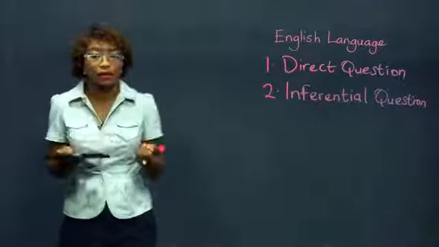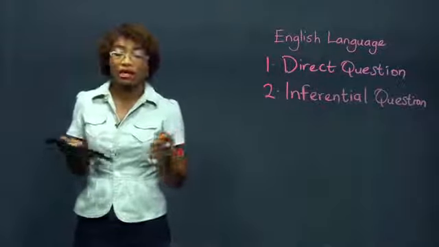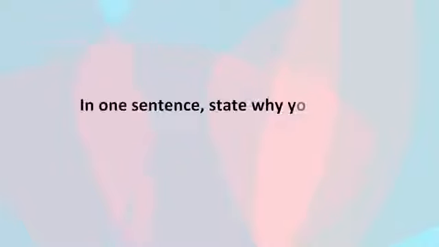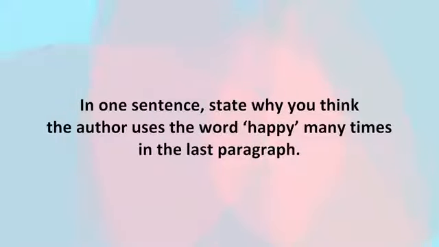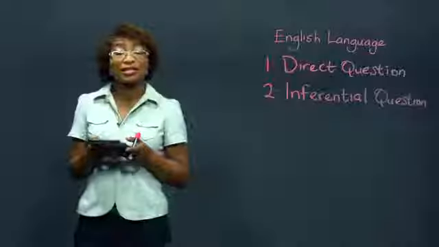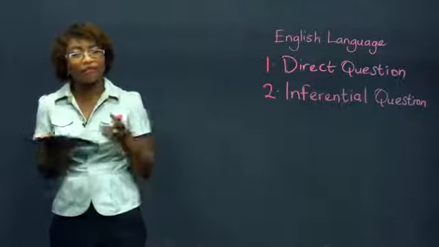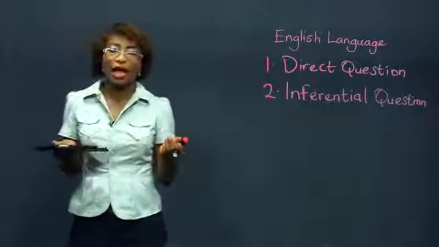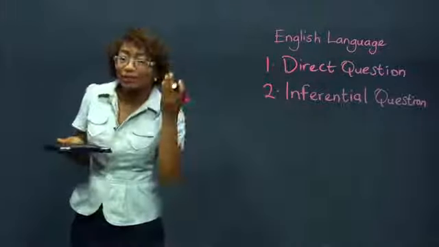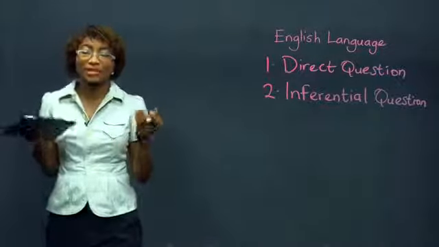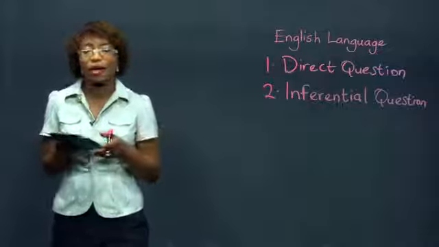You have to think, you have to know what marriage is, and you have to know why marriage is called an institution. The second example is, in one sentence, state why you think the author uses the word happy many times in the last paragraph. What this means is that in this passage, the author used the word happy very many times in the paragraph. And then we're supposed to reason, to think, why would he use that word so many times? That will be our answer.